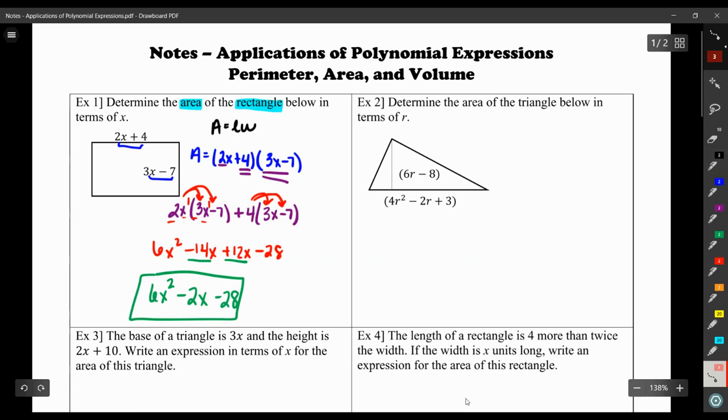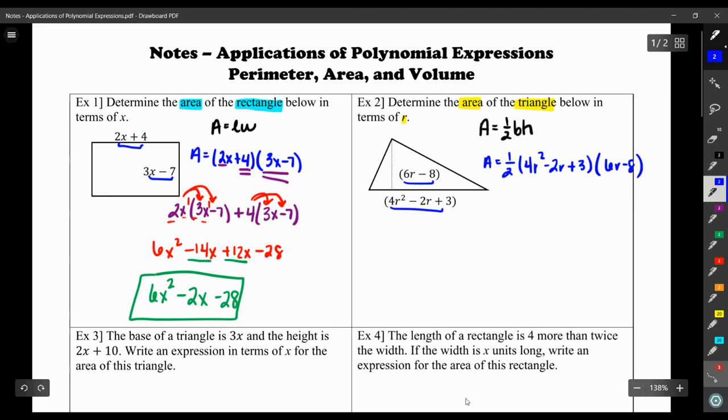Number 2 is fairly similar. Determine the area of the triangle below in terms of r. The only reason it says in terms of r is because it's got a different variable in it. So I still want area of a triangle. So just like we started number 1, let's start number 2 by knowing the area of a triangle is 1/2 base times height. So I'm going to set up my problem. So my area will be 1/2 times, this is the base here, 4r squared minus 2r plus 3 times the height, which is the 6r minus 8.